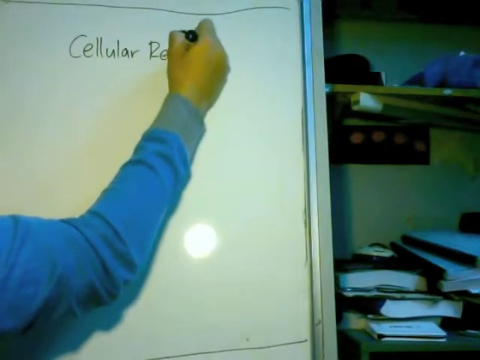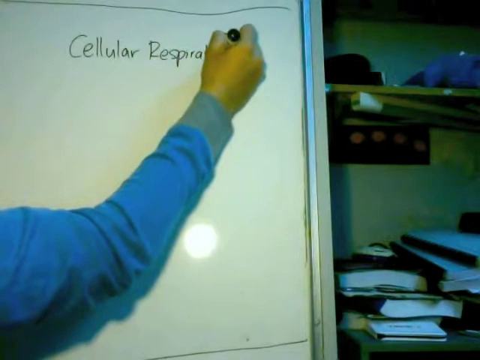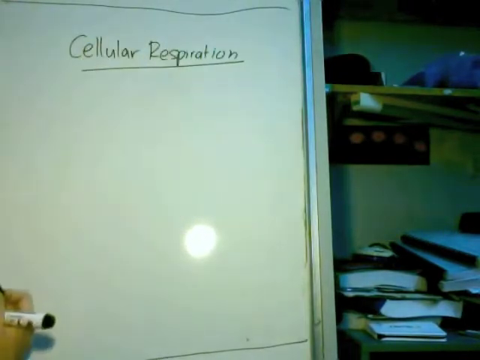Hello there. Today we're going to look at cellular respiration. Now, cellular respiration is a process where cells respire glucose or any other molecule to produce energy in the form of ATP.